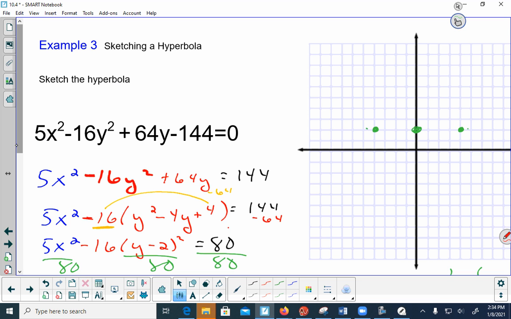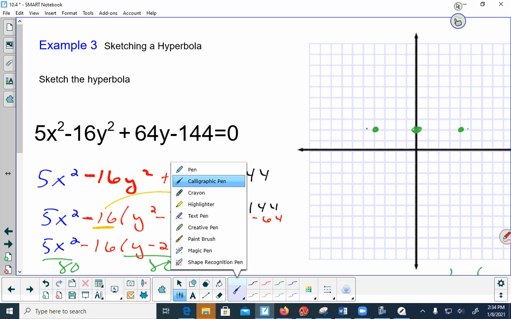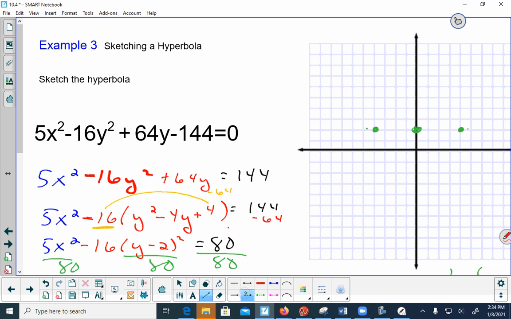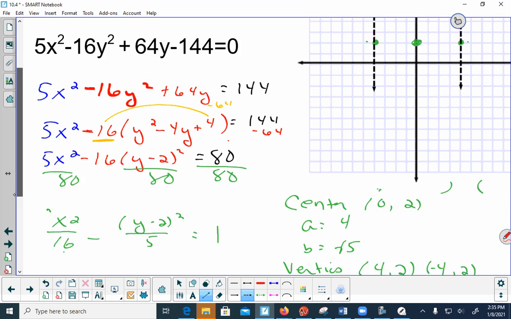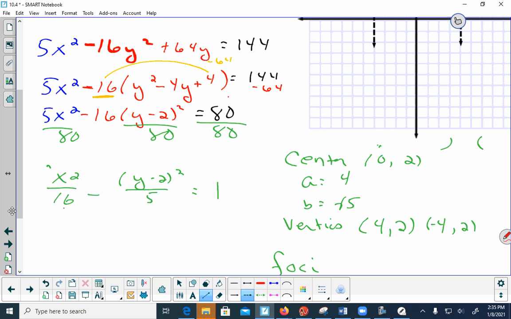When I go to make my box, I know that I'm going to go to the left and right, whatever that A was. So I know I'm going to go to the left and the right here and here. And then I have to figure out how tall to make that box. Well, remember, the height of that box is going to be b, which is the square root of 5.